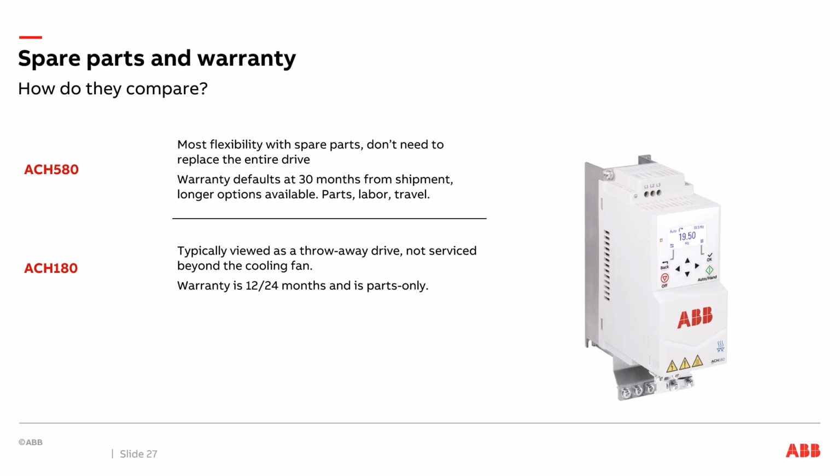So that's basically if there's a problem with that drive, it typically just gets tossed. And it's a 1224 type of warranty. It's parts only. So when I say 1224, it's 24 months from date of shipment or 12 months from date of installation, whichever comes first. And again, it's parts only, so it doesn't cover labor or travel for that warranty on the 180.